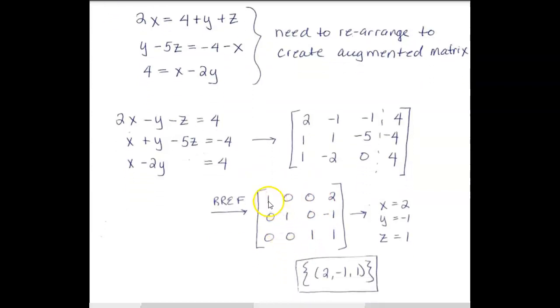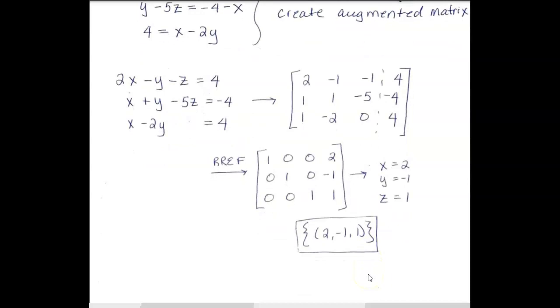So this would translate back as x equals 2, y equals negative 1, z equals 1. So your solution set would be 2, negative 1, 1. I should mention that in this section, all of your systems will have a single ordered triple answer. So you will get this left side of this, where this line would be, to be this diagonal of 1s with triangles of 0 above and below, which means this last column is your solution.